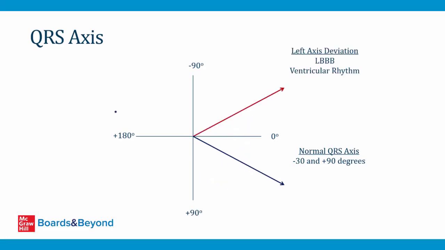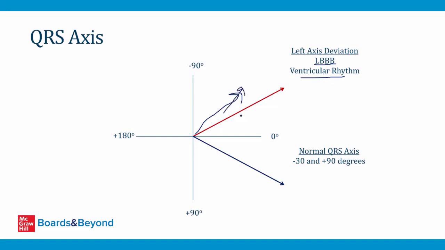But if you had an abnormal heart where things weren't functioning normally, you could get a QRS complex that's going up into this quadrant here, and that's called left axis deviation. And there are a number of causes of left axis deviation, but two classic ones are a left bundle branch block or a ventricular rhythm. A ventricular rhythm is a rhythm being generated by a pacemaker in the ventricles. It happens in very sick hearts where the ventricles are abnormal. And that's one of the things, along with left bundle branch block, that can pull the QRS axis up into this quadrant.